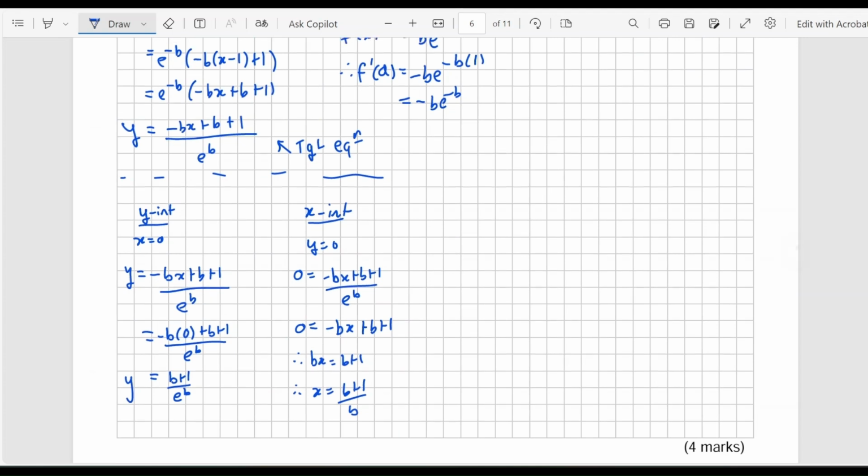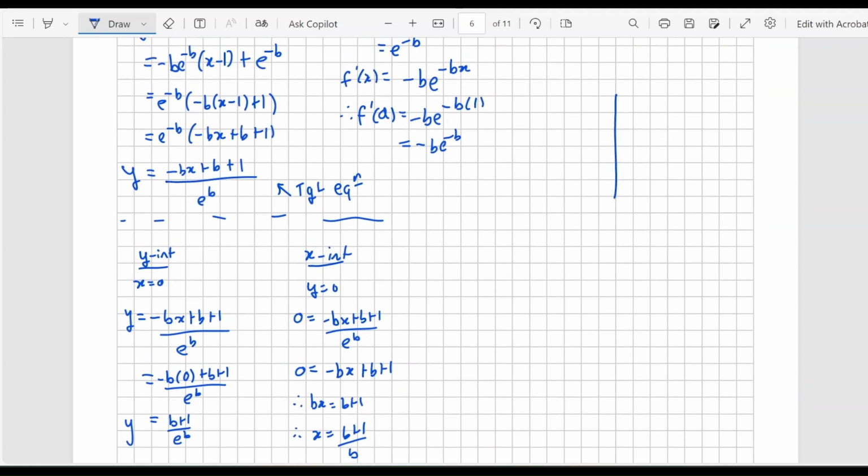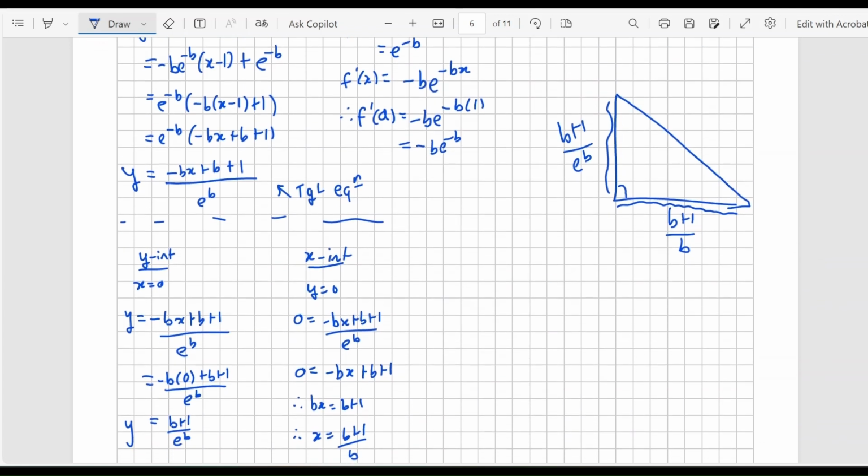If we want to draw a little picture of what this looks like, basically, we've got this triangle here. The width of that is going to be b plus 1 over b. So that's the width of that triangle. And the height of that triangle is b plus 1 over e to the b. So that's our triangle there.